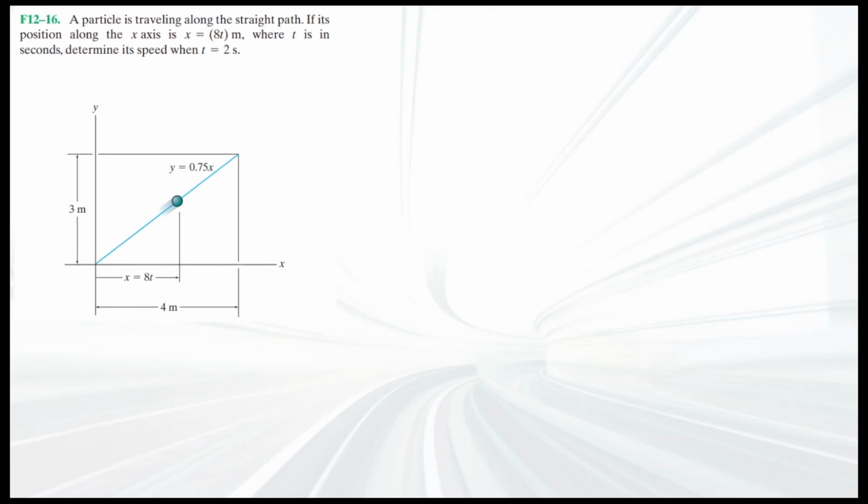Okay. So with 12-16, we're given here a particle that is traveling along a straight path. If its position along the x-axis is x equals 8t meters, where t here is in seconds, determine its speed when t is equal to 2 seconds. So we're here to find out what's the speed or the velocity at t equals 2 seconds. So we can write down the given as such. We're also given a y here of 0.75x, by the way, so based on the graph. So I just put it down there just so we don't miss it.